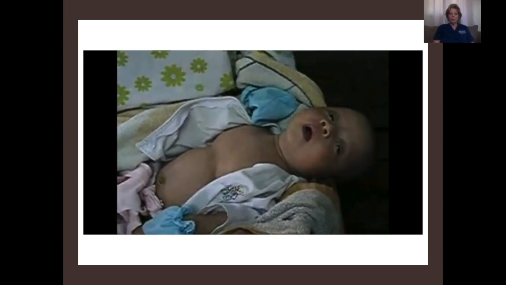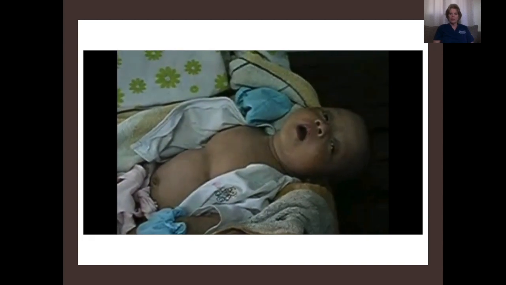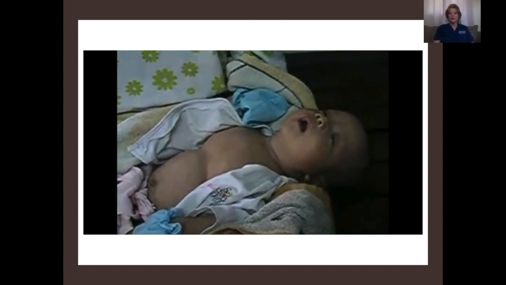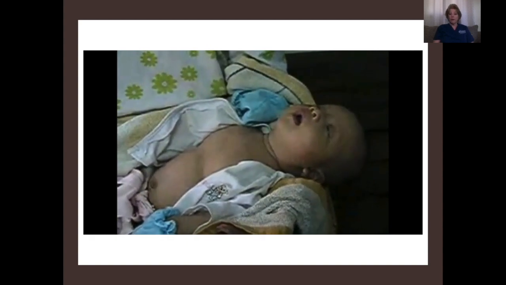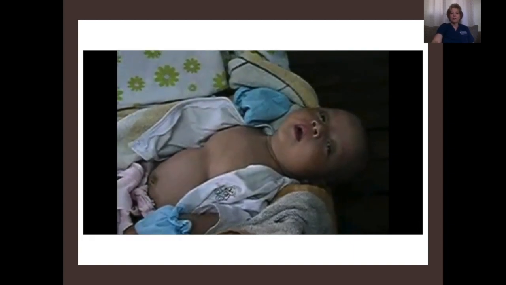Look down on his chest. Do you see retractions? This child clearly has subcostal retractions. And again, his overall rhythm, you can see that he has head bobbing. That's very, very concerning for your respiratory assessment.